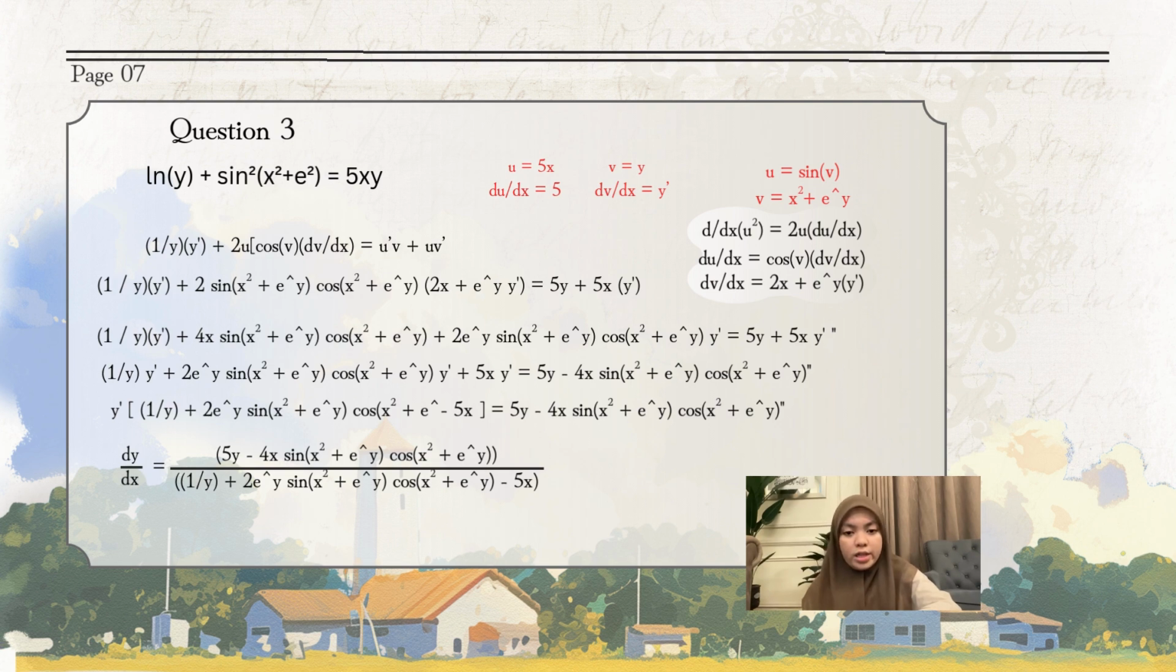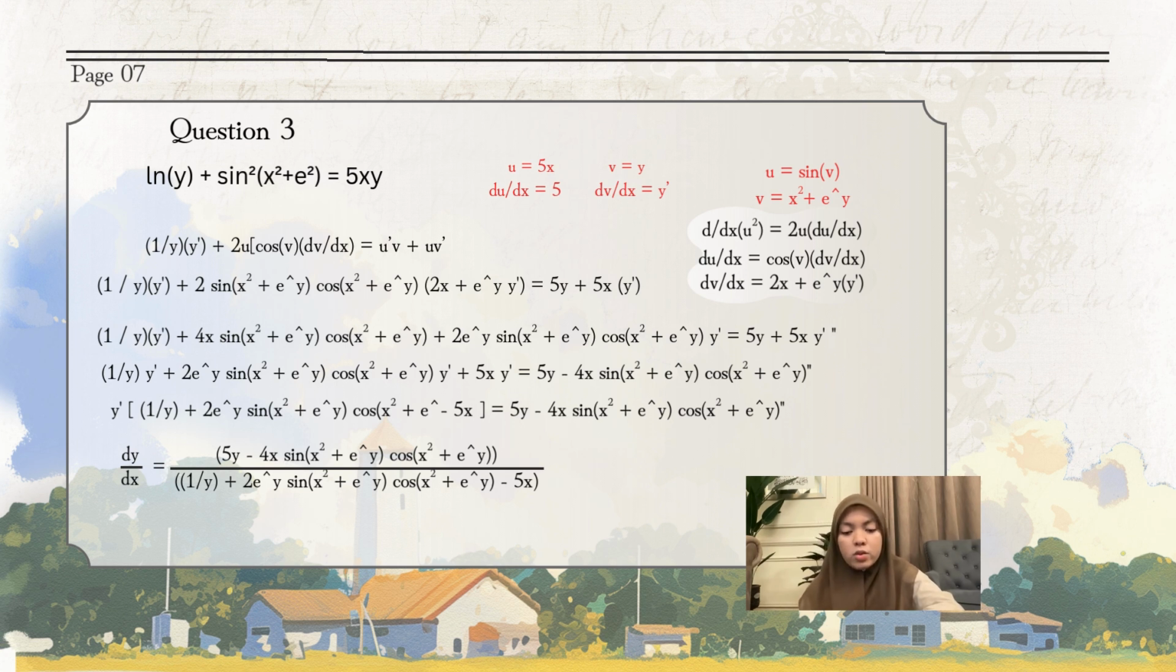Now, I differentiate the sin square term using two substitutions. I let the outer function be u and the inside function be v. So I define u equal to sin v and v equal to x squared plus e power of y. This means sin squared of the bracket x squared plus e power of y becomes u squared.